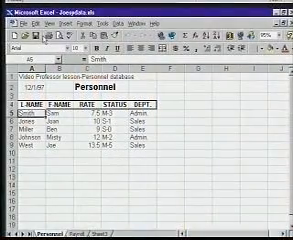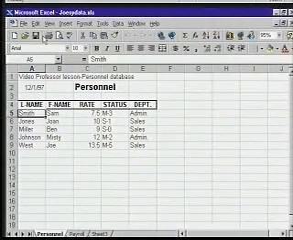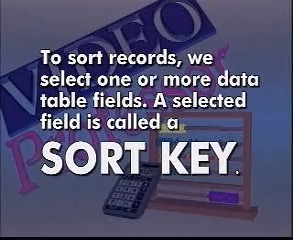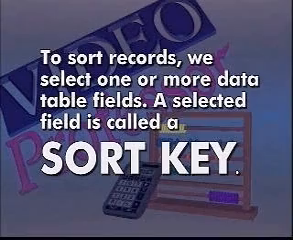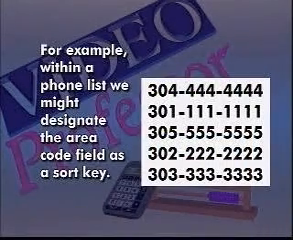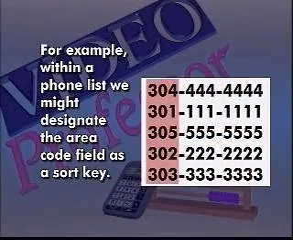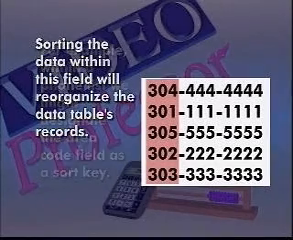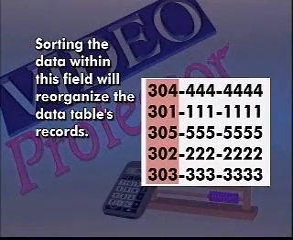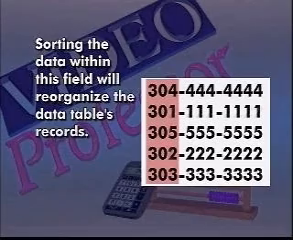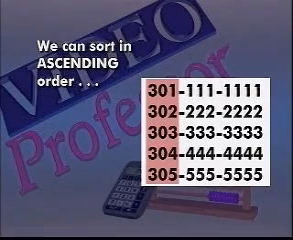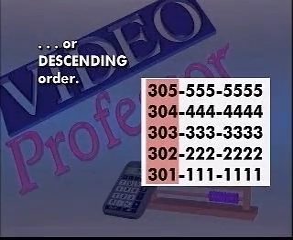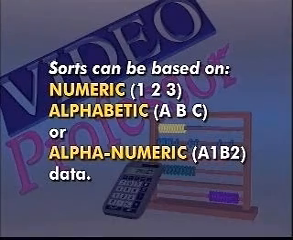Suzanne, let's take a look at reorganizing, or in database terminology, sorting some records. To sort records, we select one or more data table fields. A selected field is called a sort key. For example, within a phone list, we might designate the area code field as a sort key. Sorting the data within this field will reorganize the data table's records. We can sort in ascending order or descending order. Sorts can be based on numeric, alphabetic, or alphanumeric data.